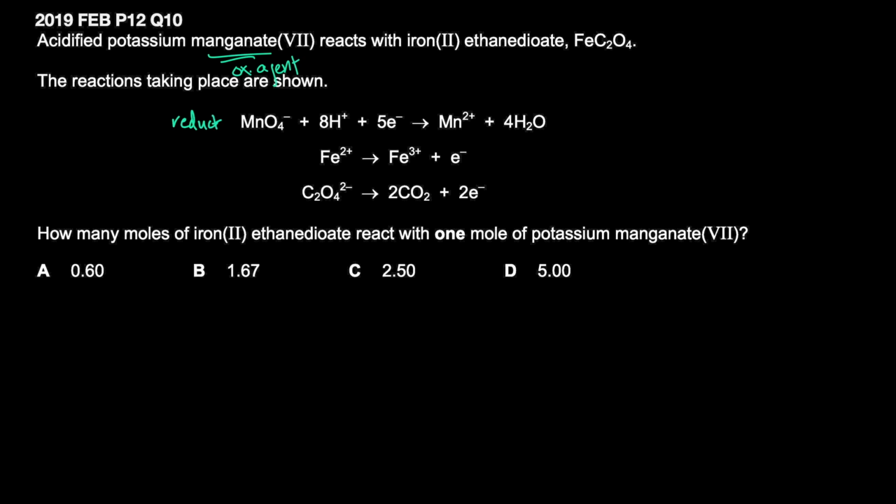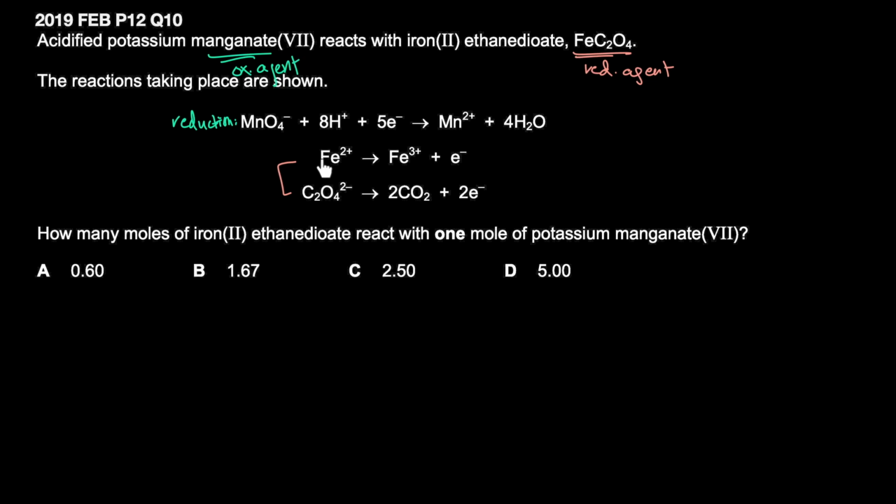This is the half equation for the reduction of manganate 7. Now, obviously, if manganate 7 is the oxidizing agent here, it means that it's oxidizing iron 2 ethane dioate, right? That'll be a reducing agent here, and it's undergoing oxidation. And here we have the two half equations that are showing the oxidation of FeC2O4, that's iron 2 ethane dioate.